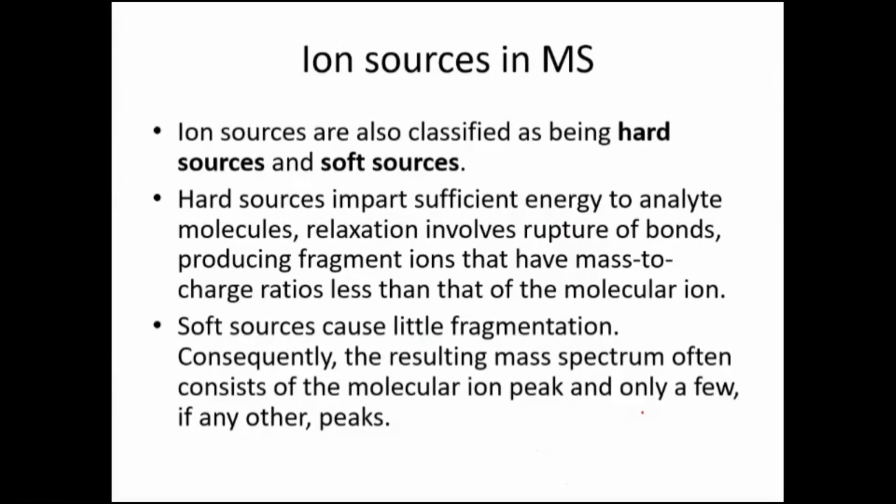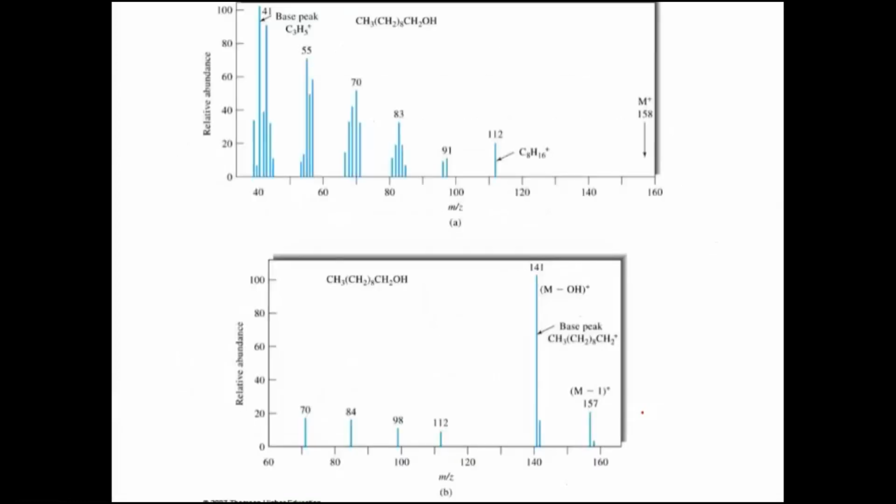When you say hard source, that obviously means the ionization will occur to a large extent. There will be higher energy involved in the ionization. In the soft sources, the energy used will be smaller. So if the energy given is higher, there will be more fragmentation. If the energy is lesser, there will be less fragmentation. That is the difference between a hard source and a soft source.